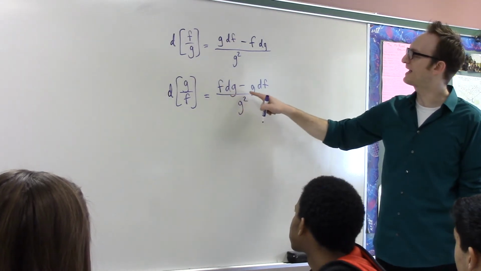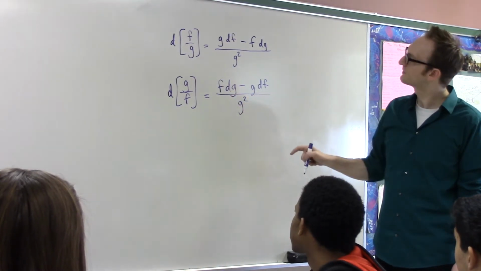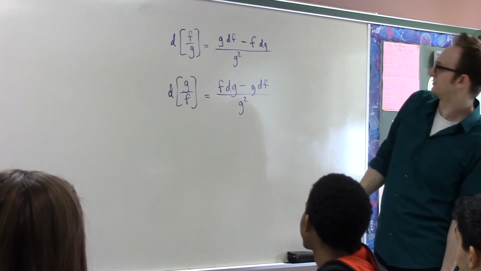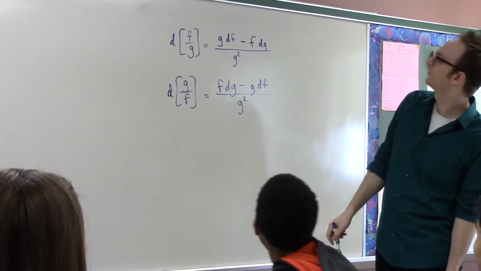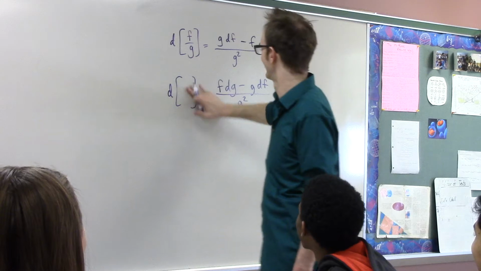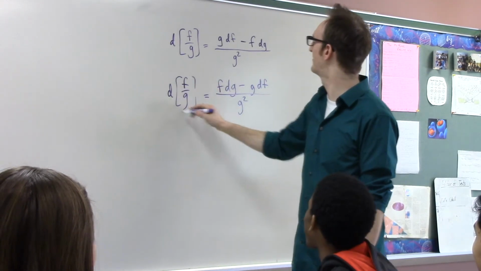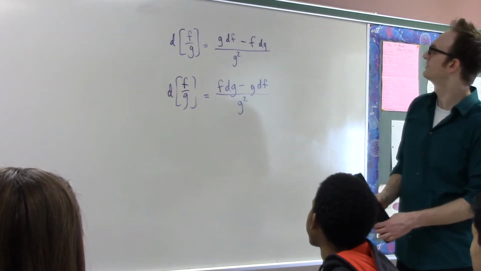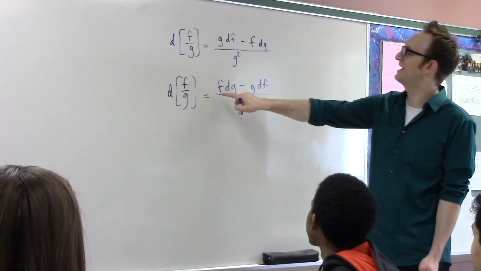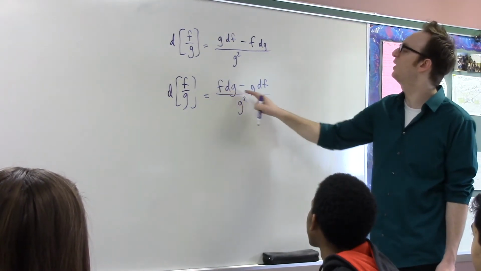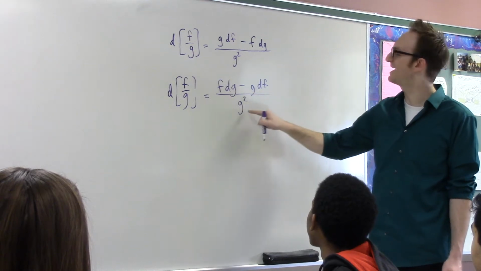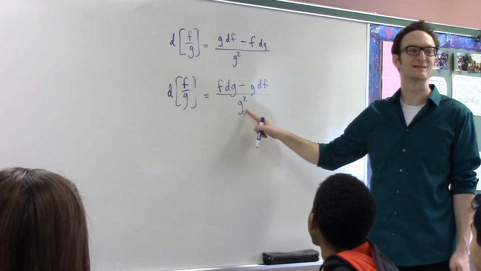Low d high, high d. Wait, isn't that right? I said it wrong. You switched your f and g. What did I do? Oh man! Is this proving it's wrong? Now it's wrong. Good. So now this says high d low, low d high over denominator squared we die.